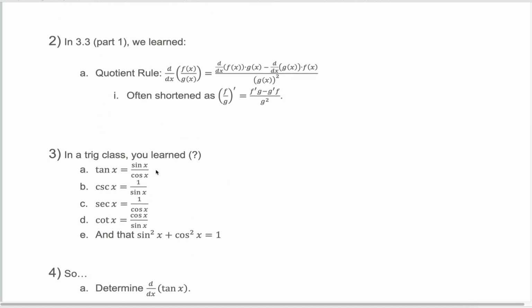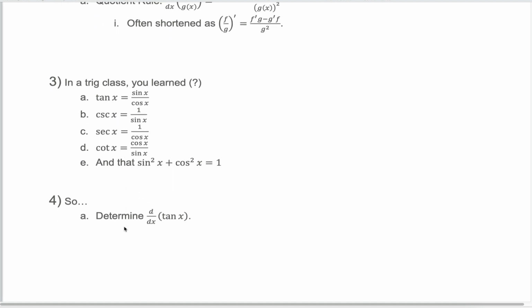Because as you may or may not remember from a trig class, you can rewrite any of these 4 functions in terms of sine and cosine. And since you already know the derivative of sine and cosine, that allows you to figure out the derivative of any of these 4 functions. Not sure what I'm talking about? Let me demonstrate. Suppose you were asked to figure out the derivative of tangent of x.